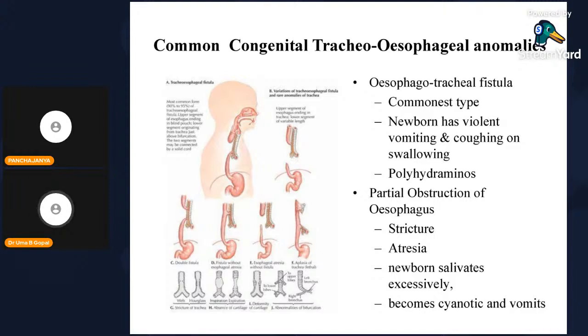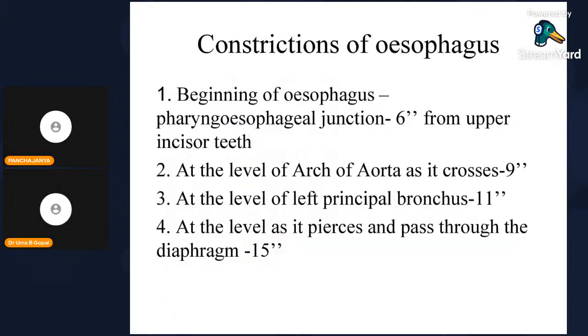In a newborn, violent vomiting and coughing will be there, and polyhydramnios is a condition where you can see this kind of thing. Partial obstruction of the esophagus can also be seen in stricture and atresia. The newborn salivates excessively, becomes cyanotic, and vomiting will be there because the food cannot pass into the stomach as there is a two-way opening. Partial opening means that it is not connected completely.